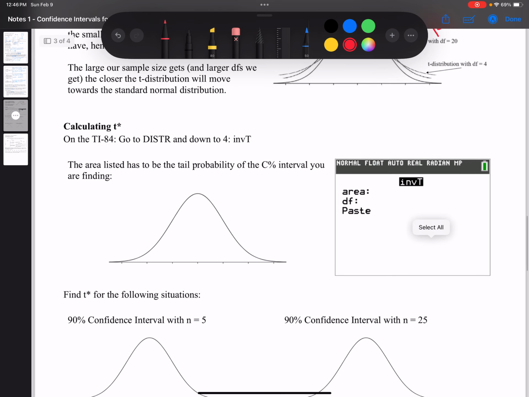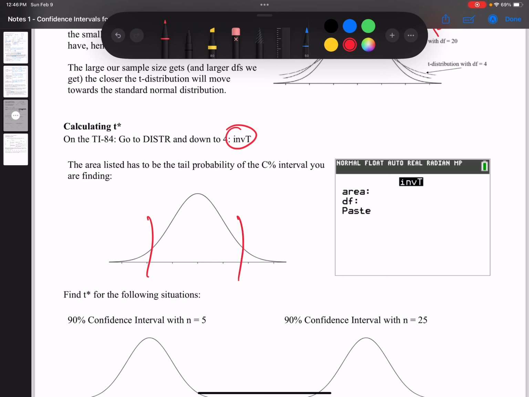Now we're going to use our calculator in just a second to calculate our t star. It's going to be very similar, but we can't use the inverse norm anymore, because inverse norm gives us a z star. We have to worry about finding our t star, and that's going to use a different distribution called the inverse t. I know we've got a lot of stuff being thrown around, but you just have to memorize all this stuff. It works much the same way.